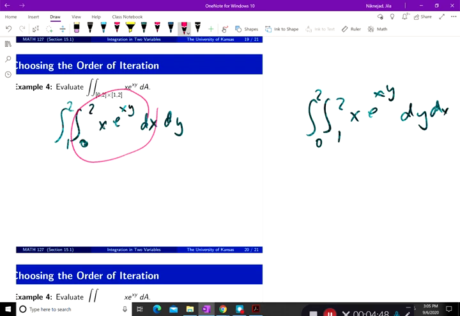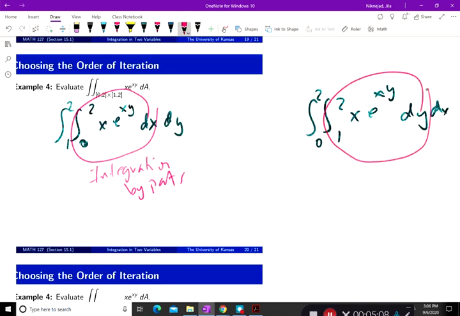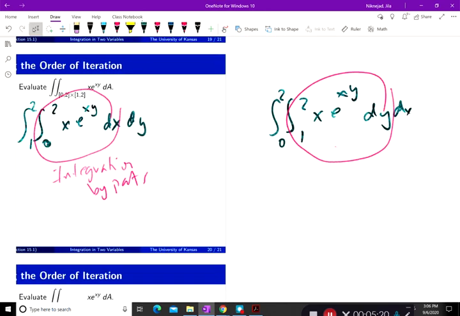When I'm trying to take the inner integral over here, I see that I have x times e to the power xy with y being a constant. This is going to be an integration by parts. And this one though is not an integration by parts. So I would prefer to do that one first, and so I use this iteration. I prefer the iteration on the right to the iteration on the left. So it's not true that it's always completely the same.